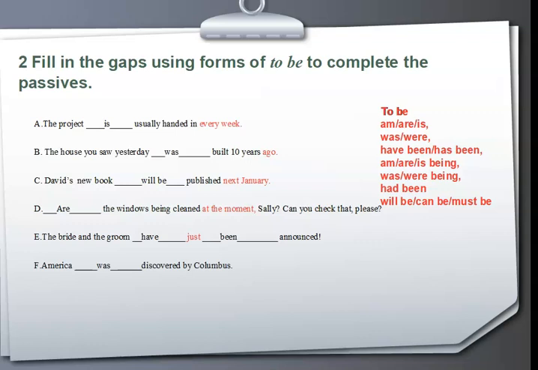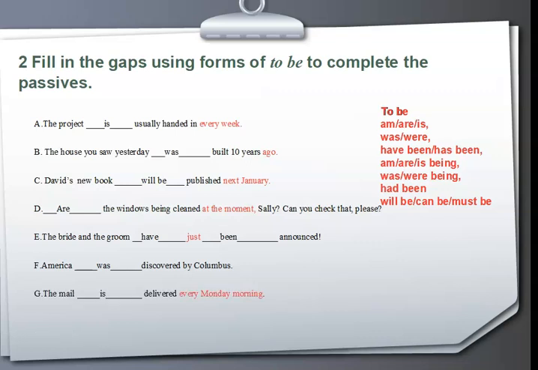America was discovered by Columbus. Okay, the time reference is obvious. America was discovered by Columbus in the past, so we are using was, the past simple tense of the verb to be.